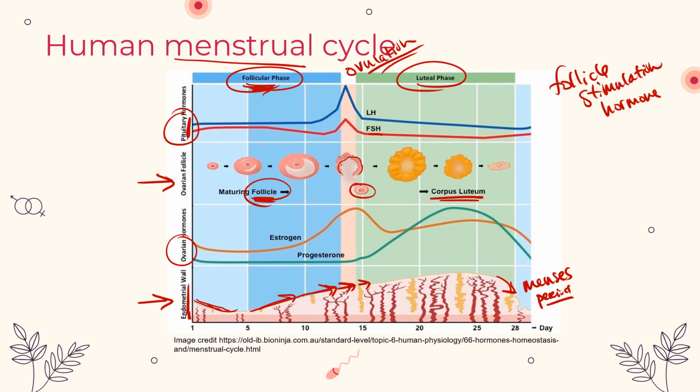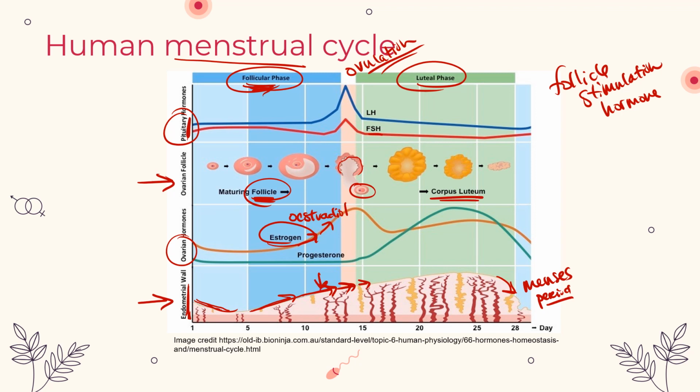So FSH is going to be released by the pituitary. It is going to stimulate the development of the follicles, the maturation of those eggs. It is also going to stimulate the release of estrogen, specifically estradiol, one of our 3 different classes of estrogen hormones. So this estradiol is going to be released from the ovaries, and this increase in estradiol is going to lead to thickening of the endometrium.